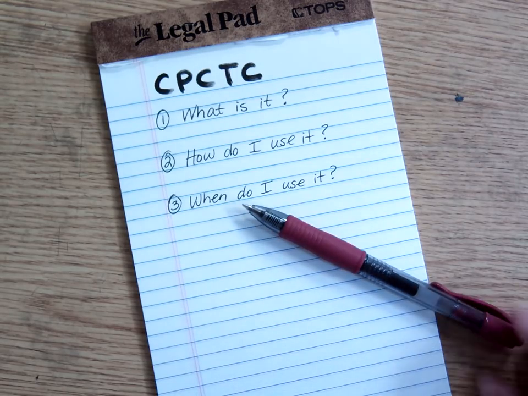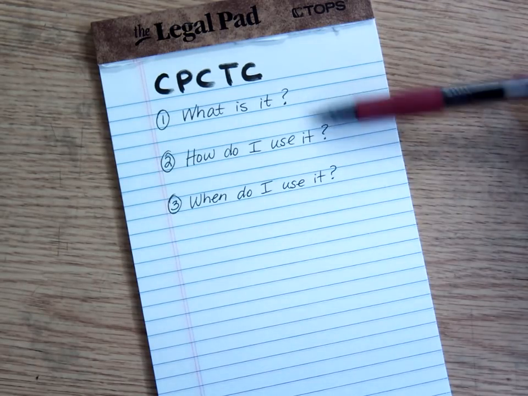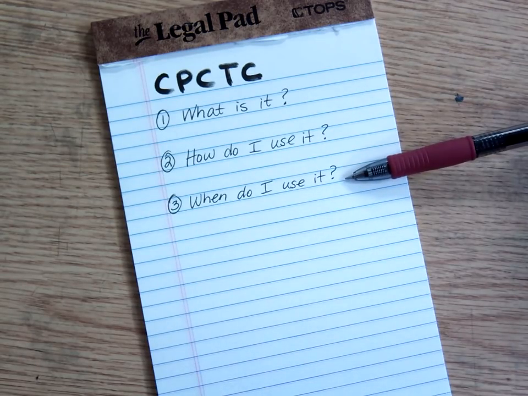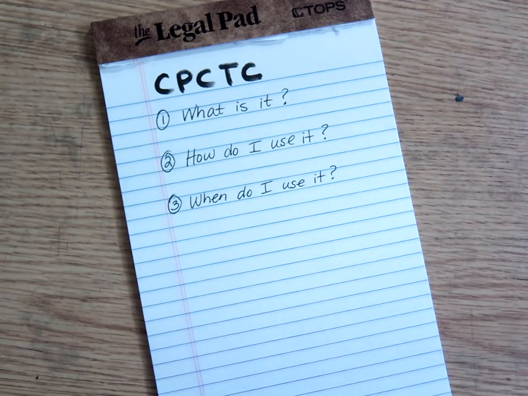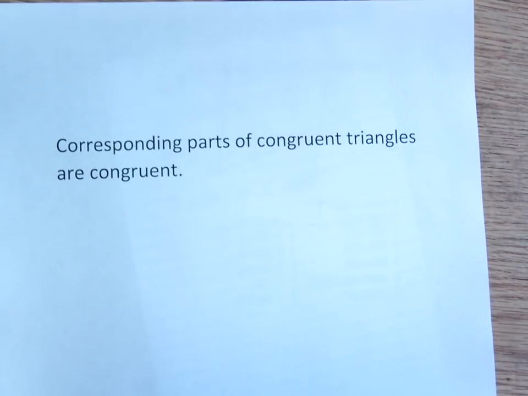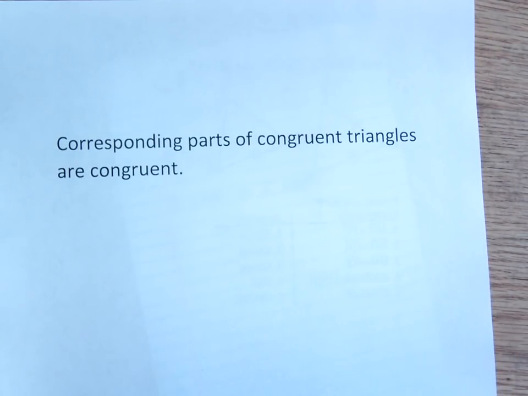Three questions we're going to answer: what is it, how do I use it, and when or where do I use it. All right, first thing is CPCTC is an acronym. An acronym is a set of letters that stands for a phrase, or in this case, a sentence. So it's basically just the first letters of the words. This is what CPCTC is, this sentence.